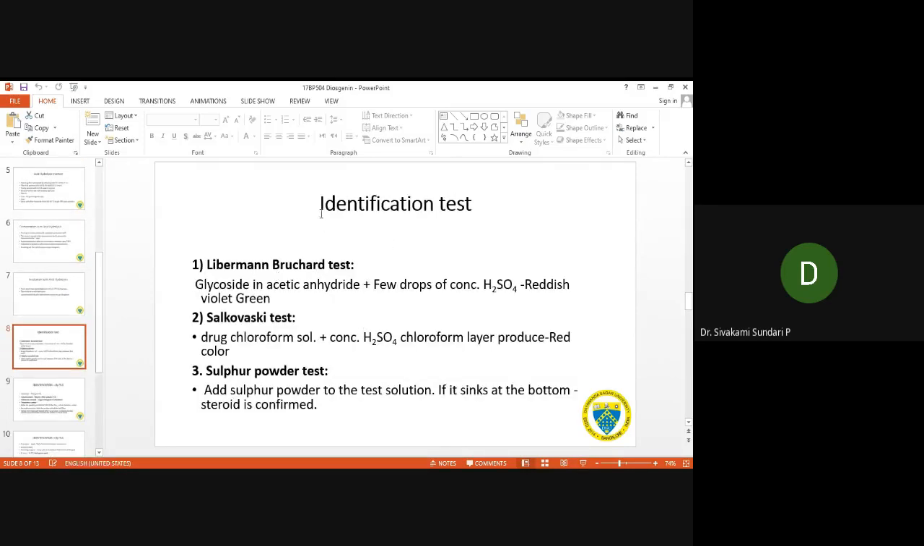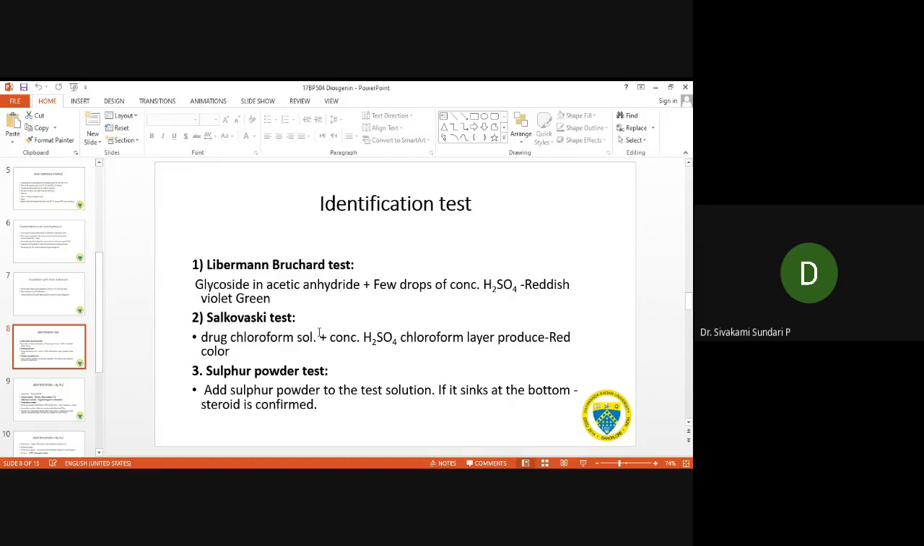Now, let us discuss the identification tests. The identification tests include the chemical tests as well as the thin layer chromatography part. The Diosgenin chemical tests are the general steroidal ring tests. The same thing is applicable for Diosgenin. Liebermann-Burchard test: the glycoside is dissolved in acetic anhydride and a few drops of concentrated sulfuric acid are added to it. We get a reddish violet that changes to green color.